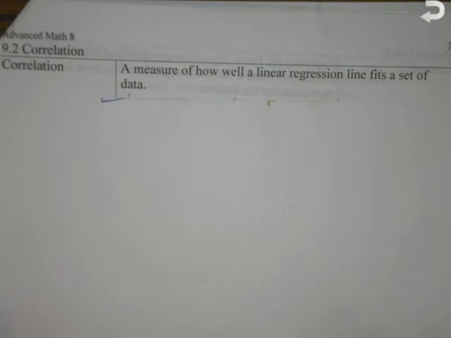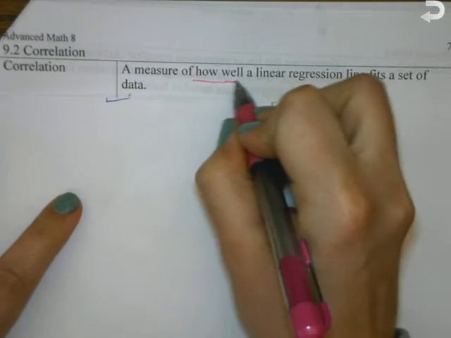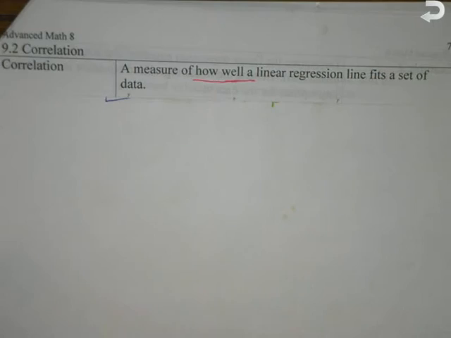Here's the mathematical definition. The correlation is a measure of how well a linear regression line fits a set of data. Remember how yesterday we were doing the linear regression lines, which is your line of best fit? You have a whole bunch of data scattered all over, and we're trying to find the line that best represents all that data. Your correlation is going to tell you how well that line actually represents the data.